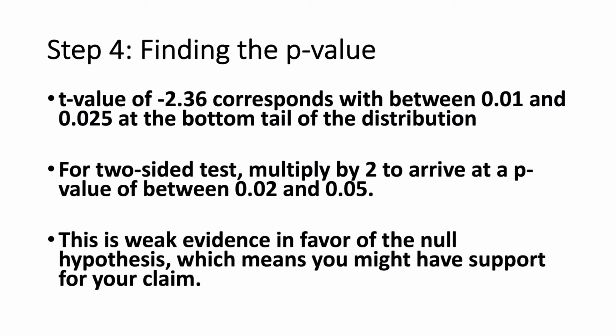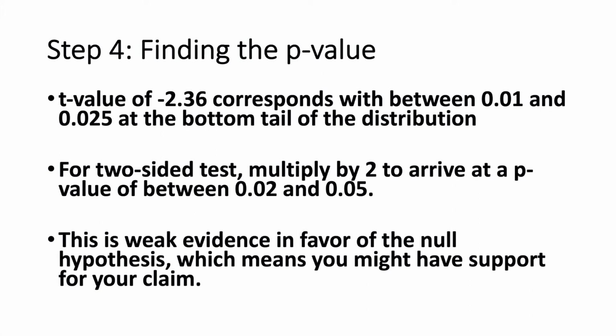But since this is a two-sided test, you have to multiply that range by 2, and then you get a p-value of 0.02. That's 0.01 multiplied by 2. And then the other end of the range is 0.05. That's taking 2.5% and multiplying it by 2. And again, because this is a two-sided test, you multiply that area under the distribution by 2, so we have a p-value of between 2% and 5%.